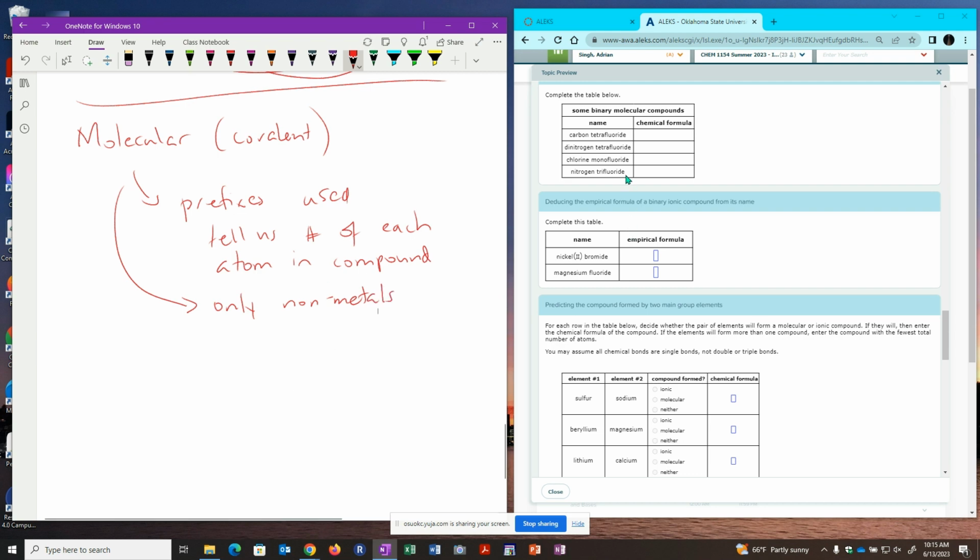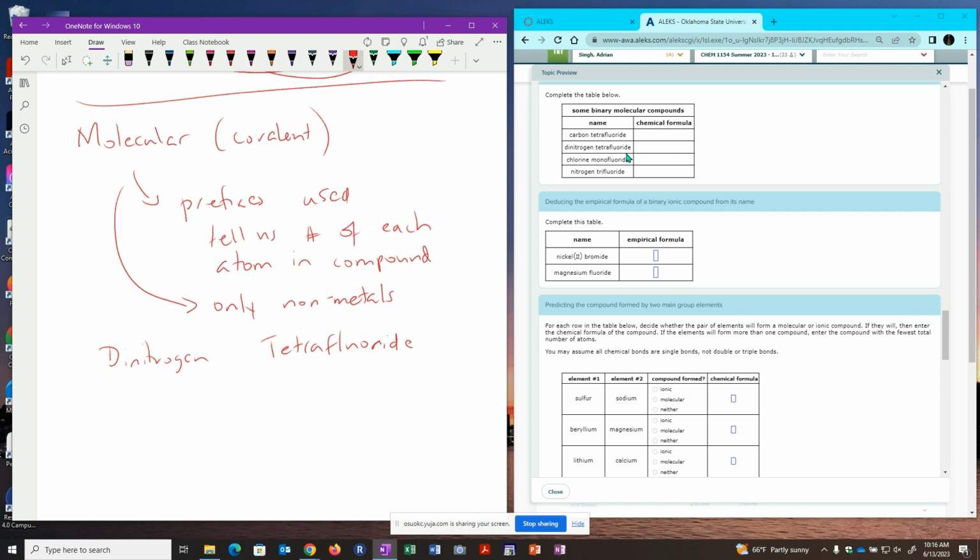So the first one here, let's actually do the second one. It says dinitrogen tetrafluoride. Okay, and remember in the ionic examples that we did, we never saw the prefixes, right? That's one big difference between ionic and covalent, or ionic and molecular.